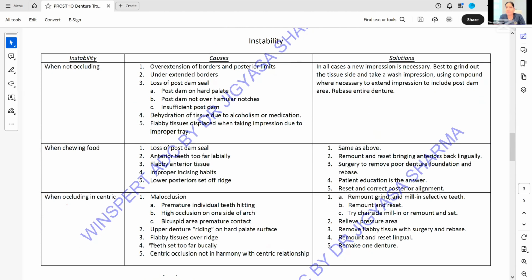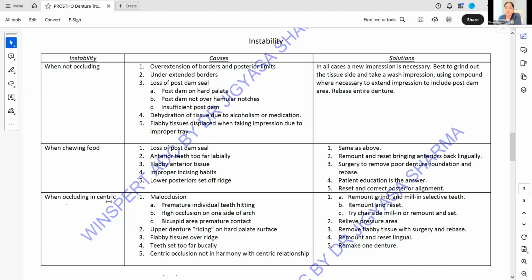Now, one of the very, very commonly asked situations in denture problems is instability. Instability: the patient complains of looseness of dentures, either in function or on chewing, or he can say even at rest. So when not occluding, that would mean at rest. When chewing food, that would be on the working side, on lateral excursions, or when occluding in centric, that means when he is biting in centric occlusion, the maximum interdigitation. Let's see how the three situations of instability are caused and how they will be managed. So when not occluding is a rest problem.